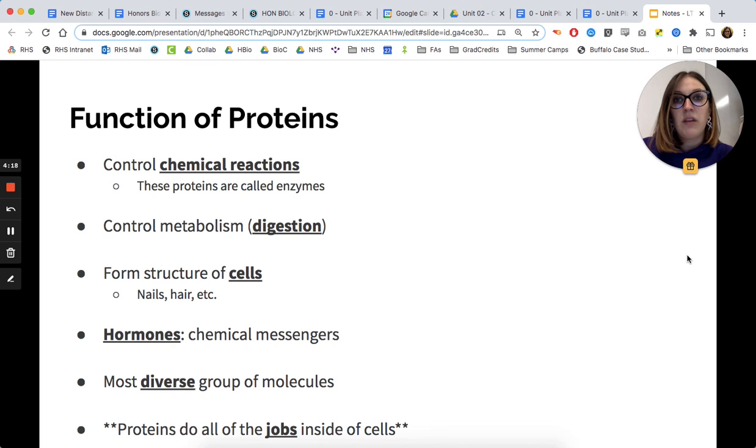If you were to use an analogy of a store, imagine a store is a cell, and all of the people that are inside doing jobs in that store, those are the proteins. They do all of the different things, whether it's using the cash register, maybe it's stocking the shelves, maybe it's being the manager, maybe it's being the custodian. All of these different people have different jobs, just like different proteins have different jobs in your cells.